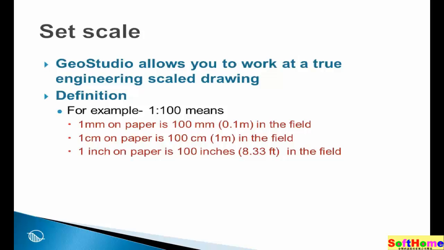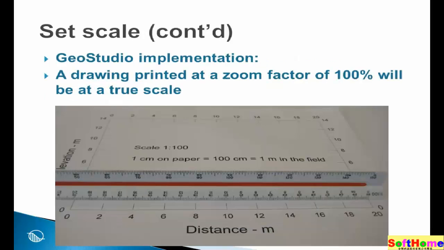And as we will see, we highly recommend that you use good numbers like 100, 200, 150, rather than a decimal number. It makes it very difficult to interpret the scale if it is some fraction of a number. To illustrate the GeoStudio implementation, the idea is that a drawing printed at a zoom factor of 100% will be printed at a true scale.